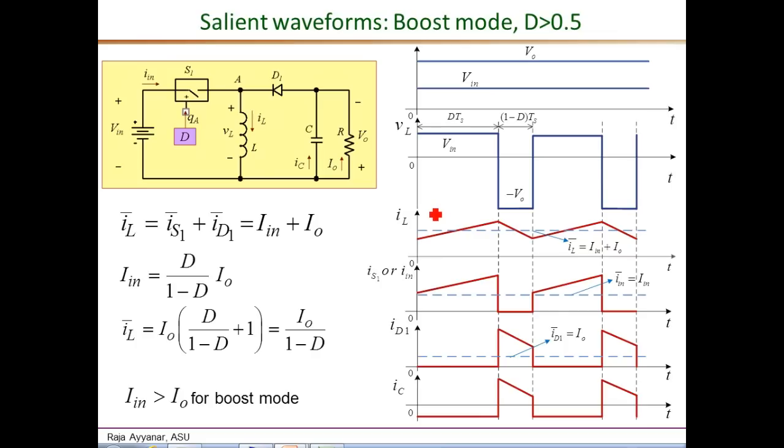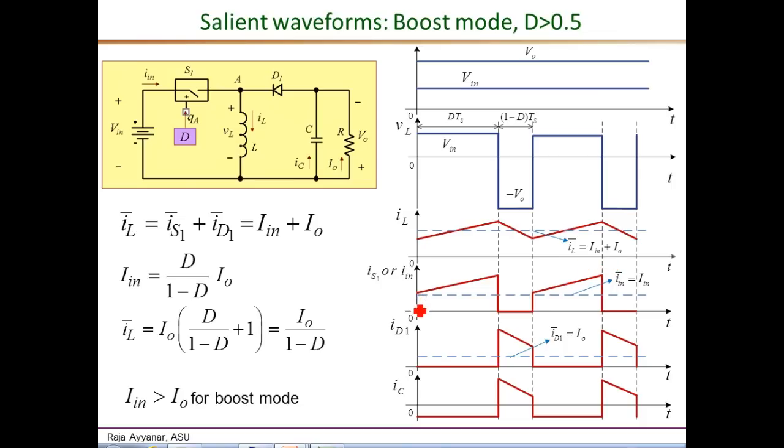A similar set of waveforms can also be obtained for the boost mode of operation for d greater than 0.5. So here is the Vn waveform, and for boost mode of operation, clearly VO has to be higher than Vn as indicated here. VL is a similar square waveform, but now the VO magnitude is higher, and the DTS interval is longer than the 1 minus DTS interval. IL is a similar wave shape, with the slopes being equal to VL over L in the corresponding subintervals, and the average value is still IN plus IO.